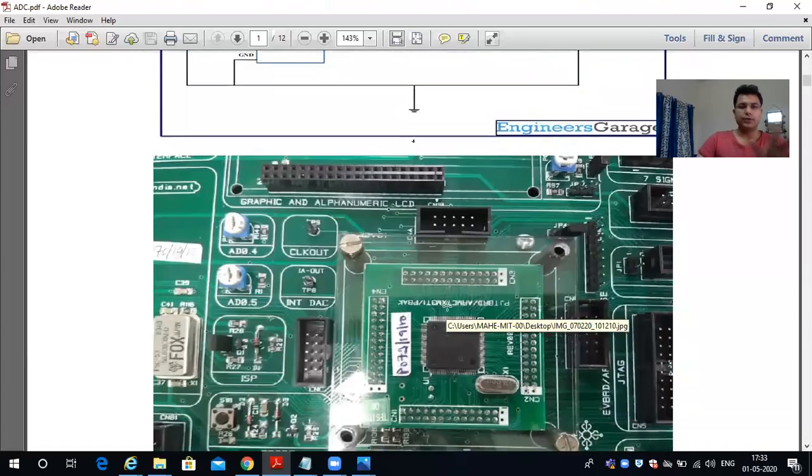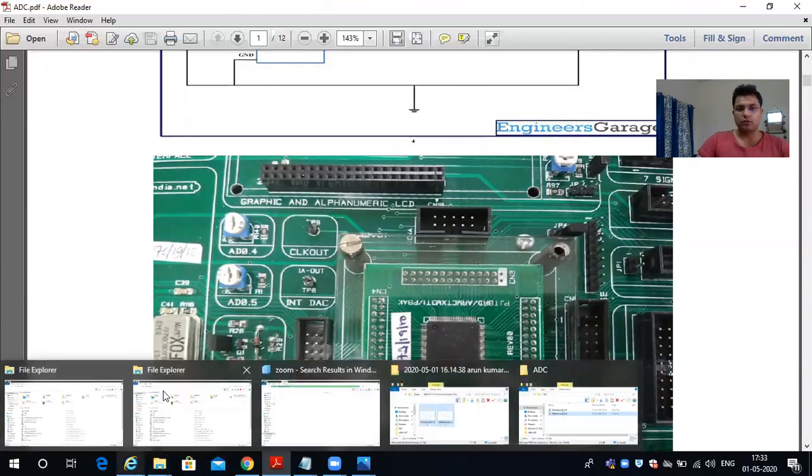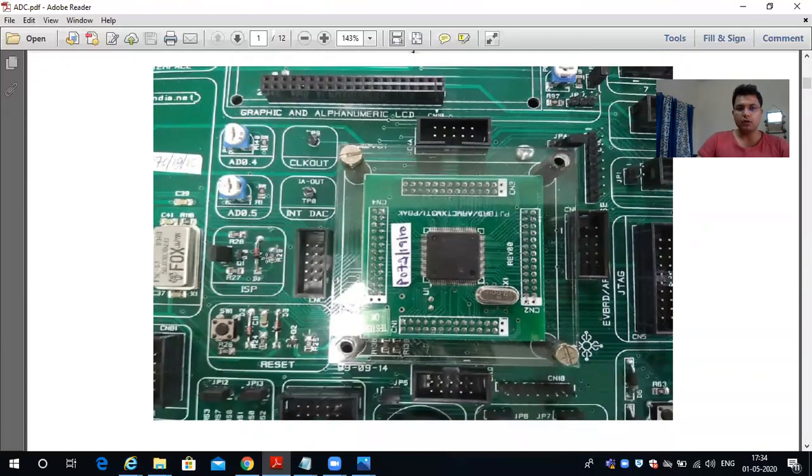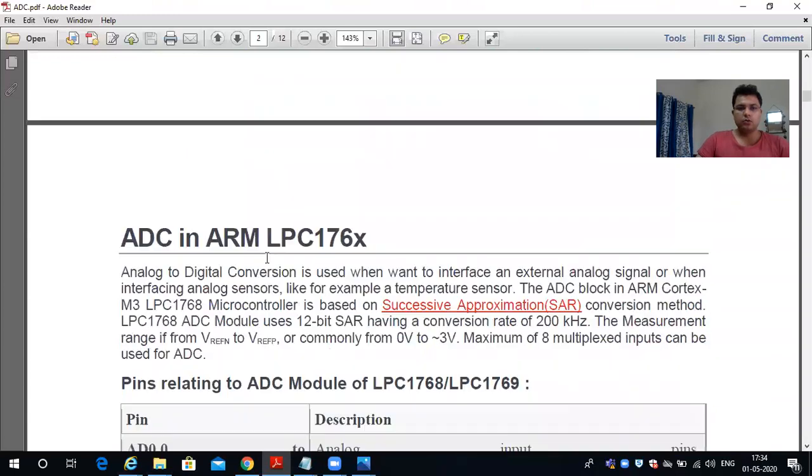And I've already disclosed the availability of ADC pins. So we have AD4 and AD5 channels. Only these 2 channels are available. So 2 input analog signals can be fed into these available channels.